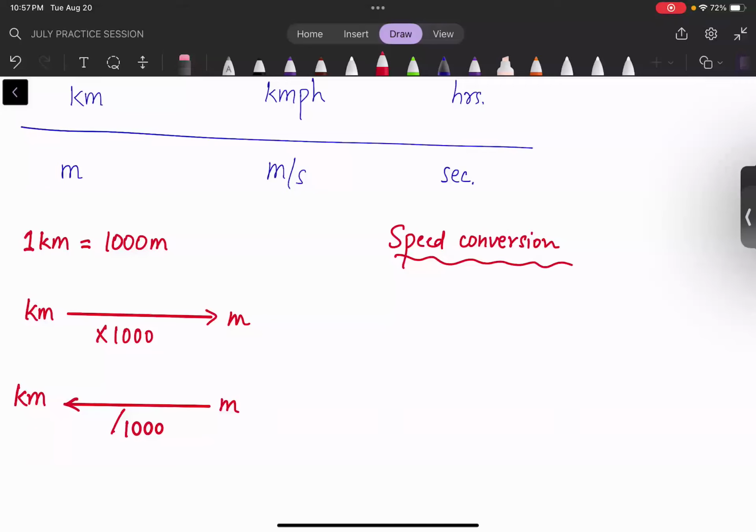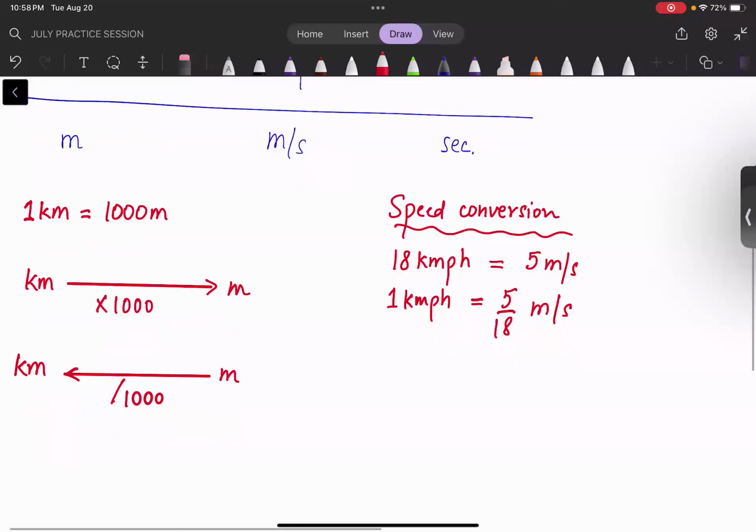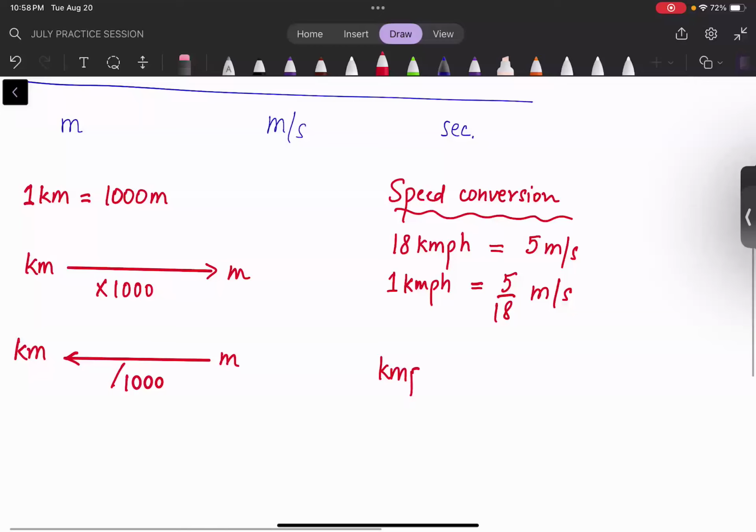So I'm telling you to remember something. Please remember, 18 kmph is equal to 5 meter per second. First remember this. So that means 1 kmph will be equal to 5 by 18 meter per second. So what we understand from this is, if I want to convert kmph to meter per second, I will have to multiply with 5 by 18.